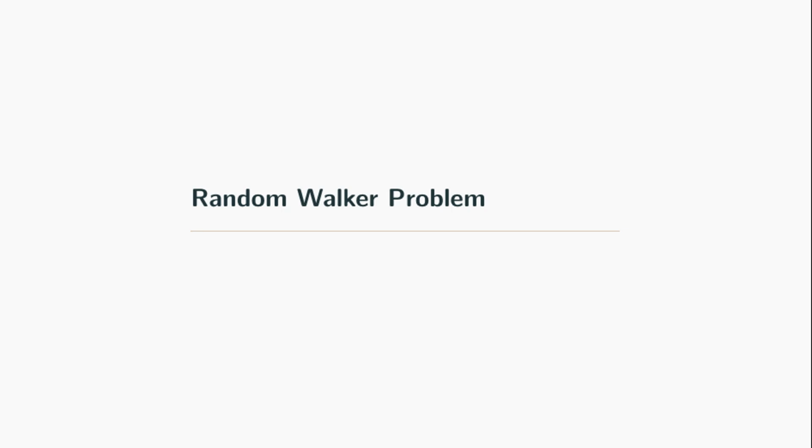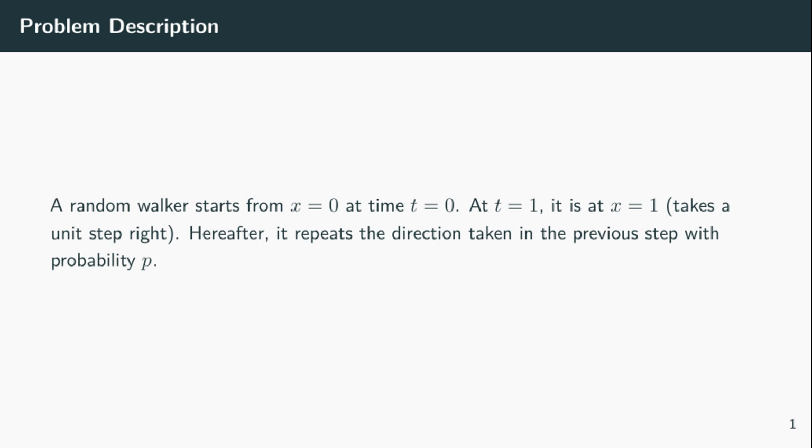Okay, let's talk about a classic problem in probability called the random walker problem. So here's the setup. Imagine a little walker starting at position x equals 0 at time t equals 0. At the very first step, at time t equals 1, it has to move to x equals 1. It takes a unit step to the right. Now here's the interesting part.